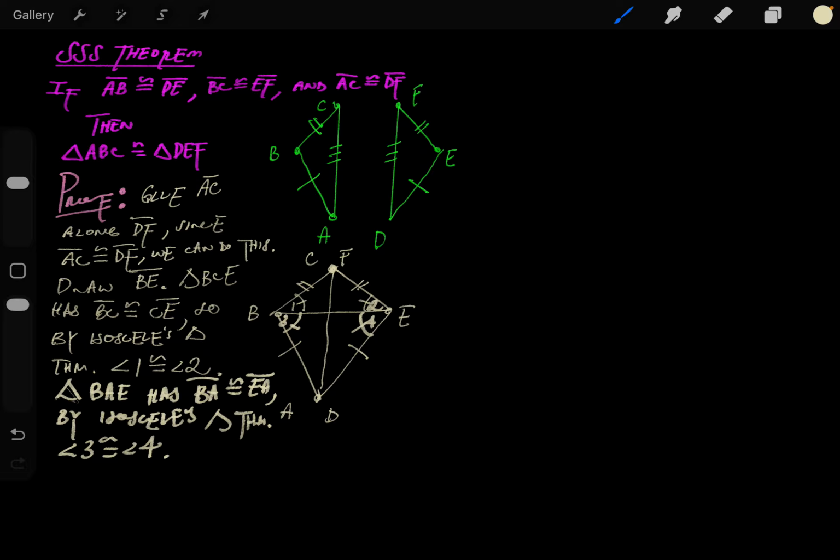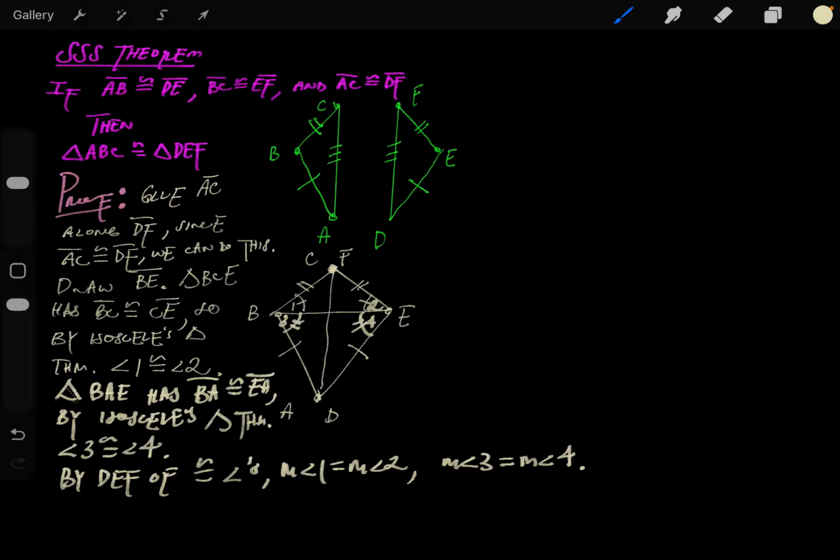And now we're going to say, by definition of congruent angles, measure of 1 equals measure of 2. And for the same reason, 3 is equal to 4. Okay. Now with this, I have to put 2, right?